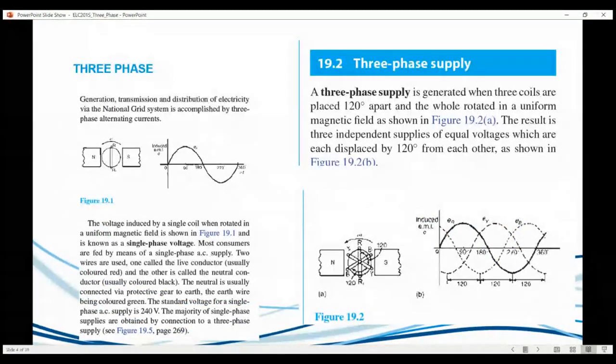Okay, so this is from John Bird. It's a basic explanation: we have two magnets and a coil rotating, and it produces that waveform. However, I want to mention something. Most consumers are fed by single phase. On land, when you plug your laptop into the socket, that's typically single phase. You're getting single phase AC power from your wall socket.